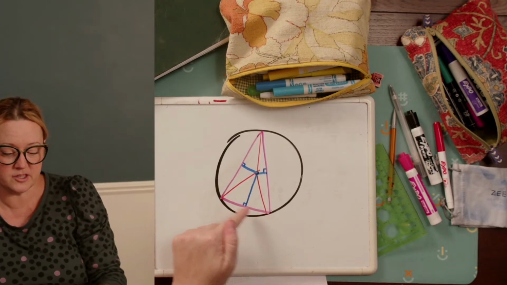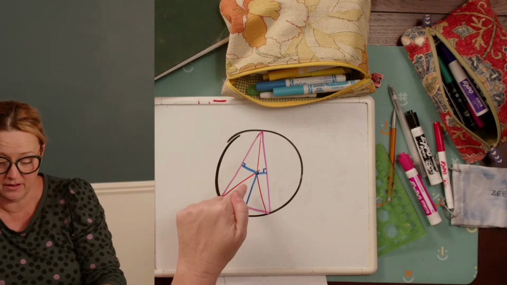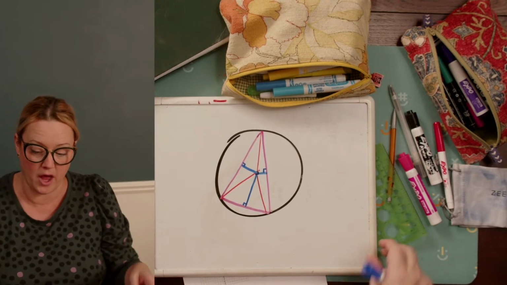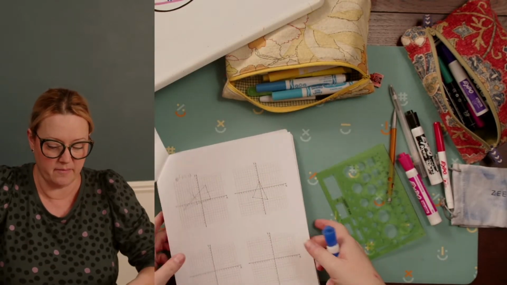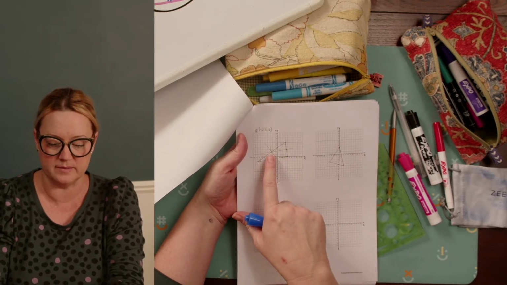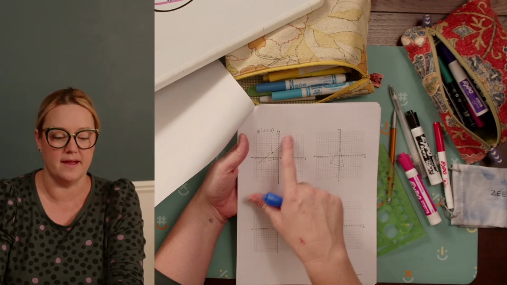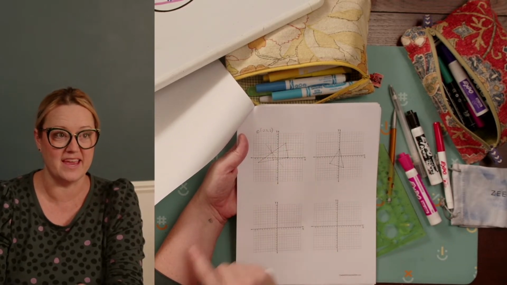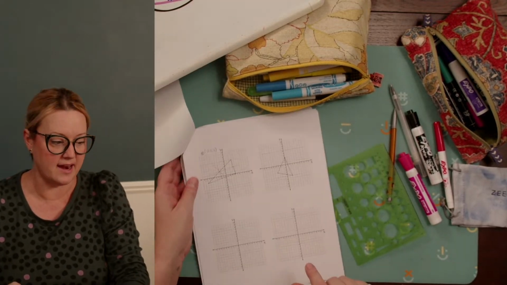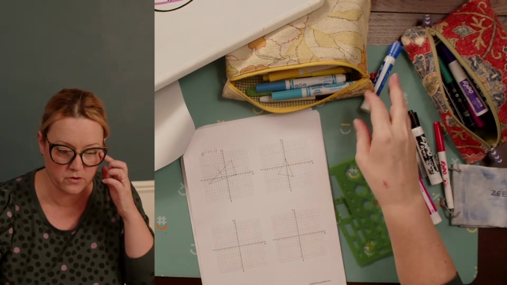So this triangle is all acute angles, so the circumcenter is inside the triangle. If it's a right triangle, it's going to be on the hypotenuse of the triangle. You might be able to see this one. This one is a right triangle, and so the circumcenter actually is on the hypotenuse. And if it's an obtuse triangle, it's going to be outside of the triangle. So that's pretty cool stuff.